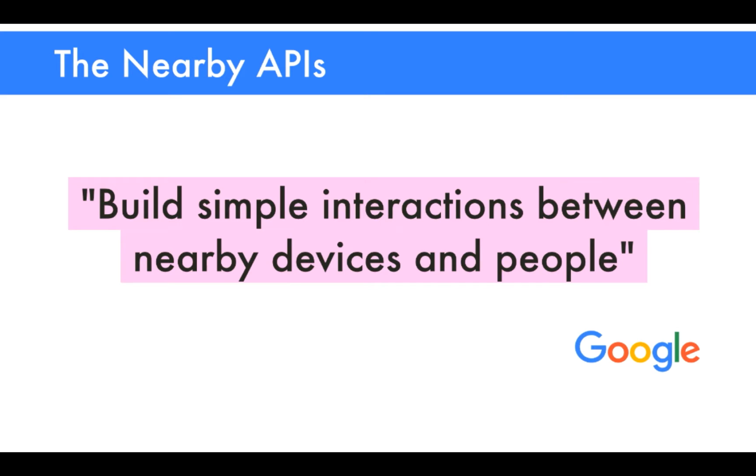So I'd like to move on to talk about capabilities and exactly what you can do with these APIs. Again, just to recap, this is their goal, building simple interactions between nearby devices and people. And again, these are Google's words, and so Google emphasized the fact that this is about devices and about people. Even though it's not explicitly built in, it's very easy to use these to communicate information about people around you. We'll see some examples of that later.